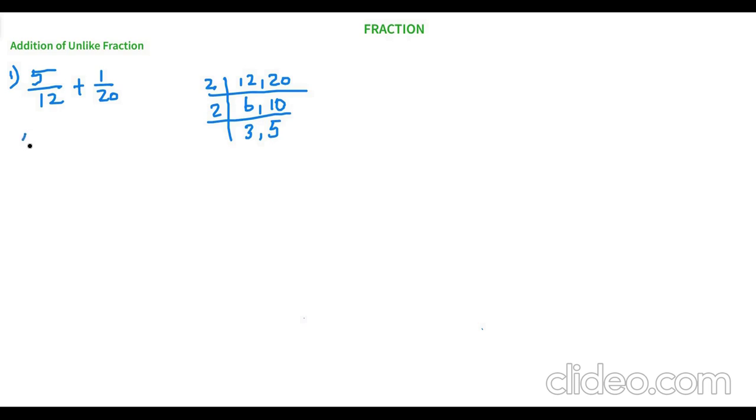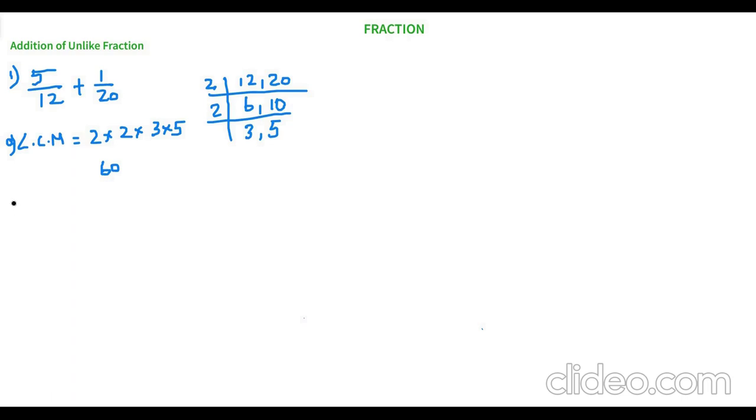So now the LCM is 2 times 3 times 5. I will just multiply these numbers and I will get the LCM. 2 times 2 is 4. 4 times 3 is 12. And 12 times 5 is 60. So here we have got the LCM as 60. So this is the first method. So let me put A here. This is the first method to find the LCM.